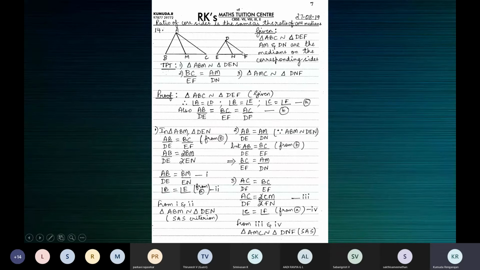Angle C is equal to angle F. That we already know, C is equal to F. By SAS rule, the SAS similarity criterion, the two triangles are similar. And I already told you how to name the triangles.